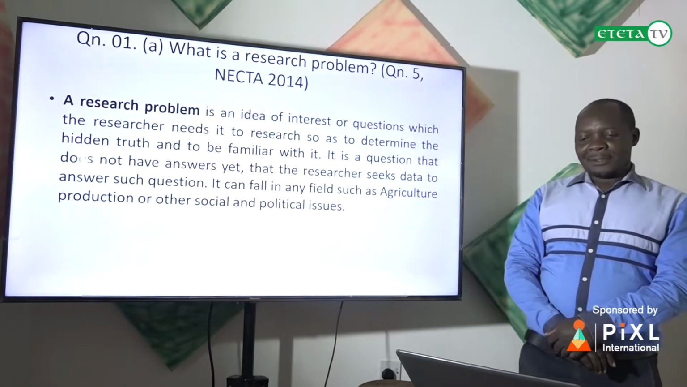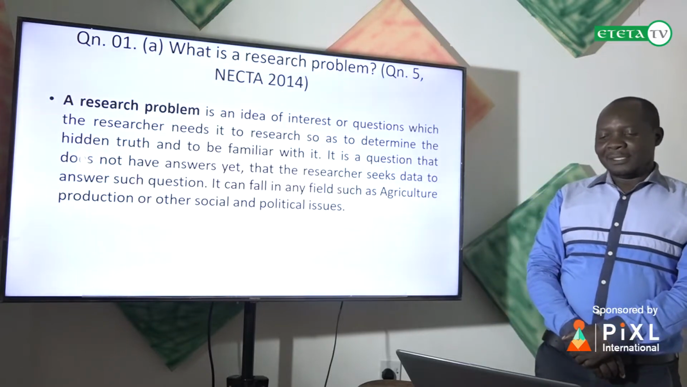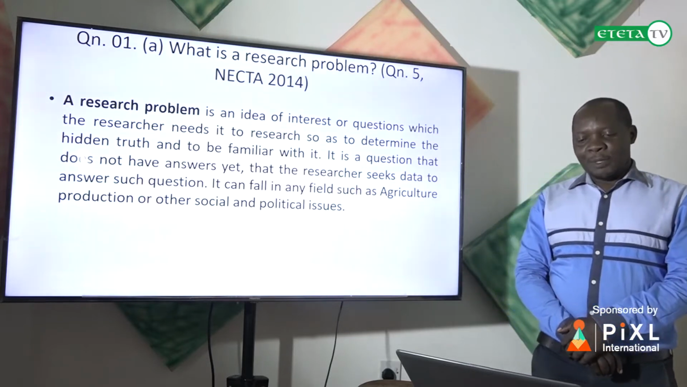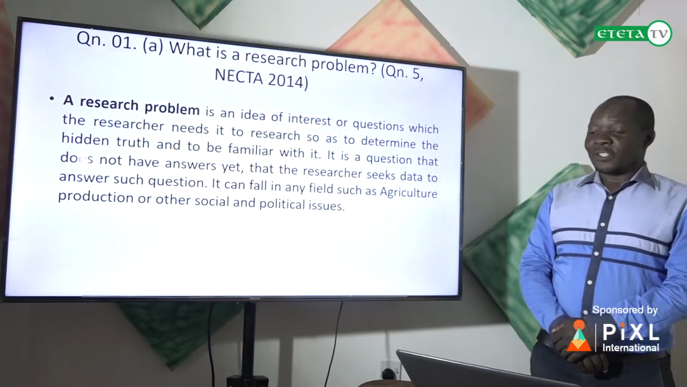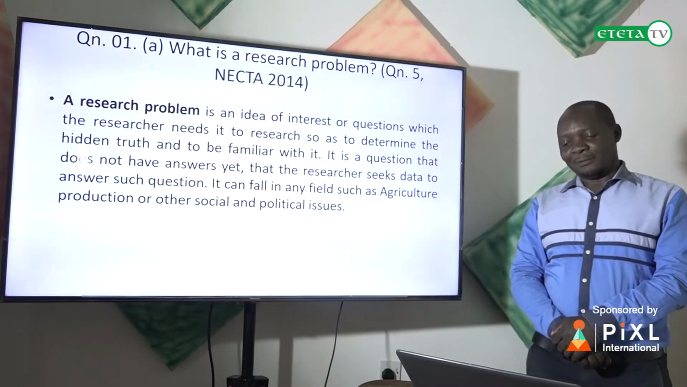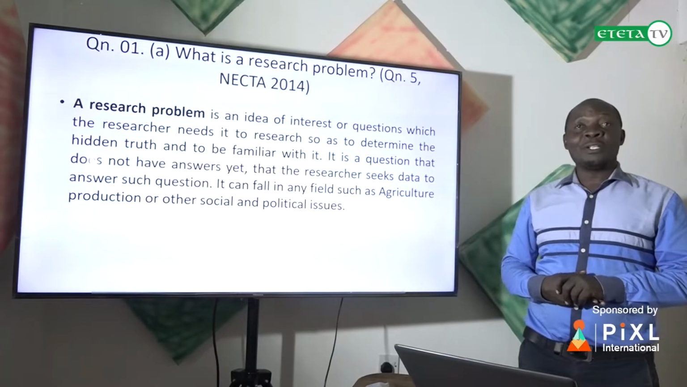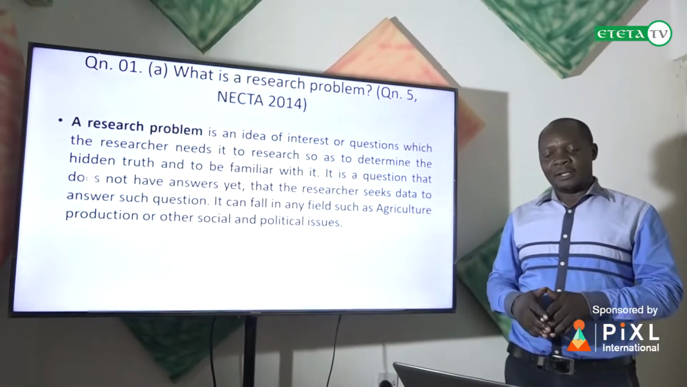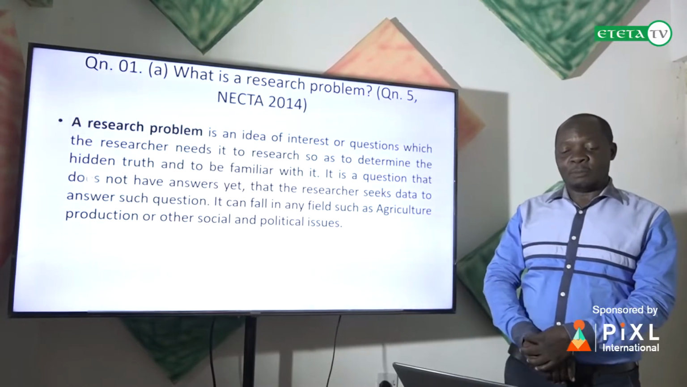Now let us start with question number 1, that is NECTA 2014. The question has 2 parts. Part A asks, what is research problem? That was question number 5. Basically, a question like this needs a student to give an elaboration, a description, a bit more elaboration about the concept of a research problem.